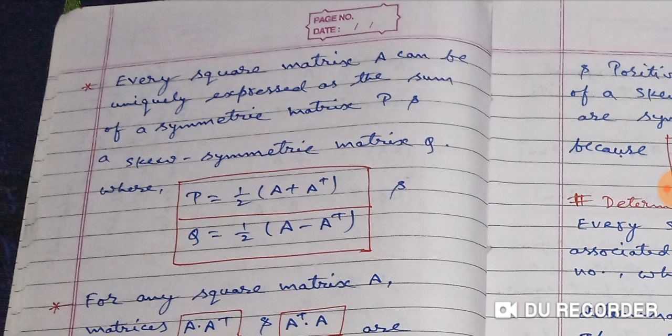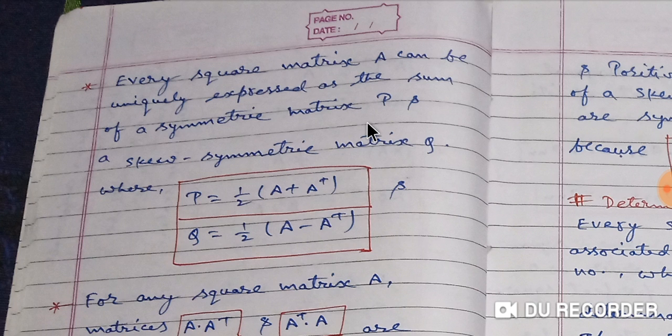Okay. So now let's start the topic. This point says that every square matrix A can be uniquely expressed as the sum of a symmetric matrix P and a skew symmetric matrix Q, where P will be this and Q will be this. So actually this says that there is a square matrix A, and we can express this square matrix A in the form of a symmetric matrix and a skew symmetric matrix.